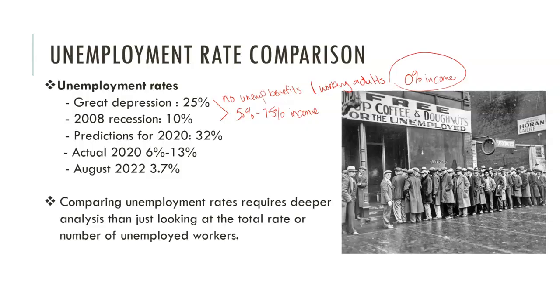So comparing unemployment rates requires deeper analysis than just looking at the total rate or the number of unemployed workers. We really do need to look at what benefits were available, how many people are working in the household, how was total household income actually affected by that level of unemployment.